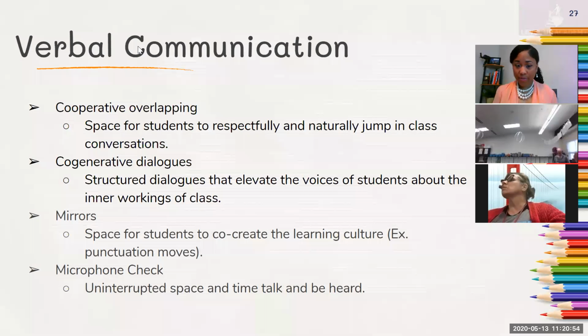All right, so that's cooperative overlapping and cogenerative dialogues. Does anybody have any questions about that before I move on to the next two? I don't want to go too fast.